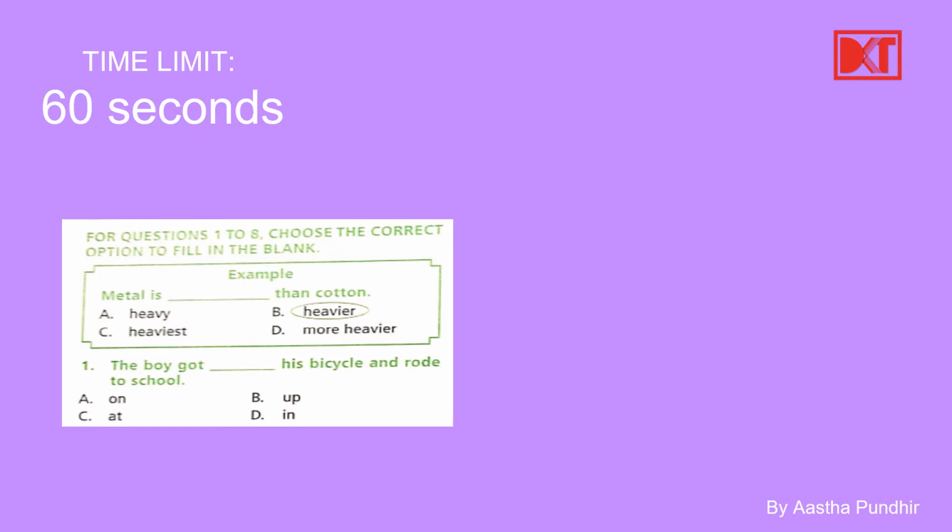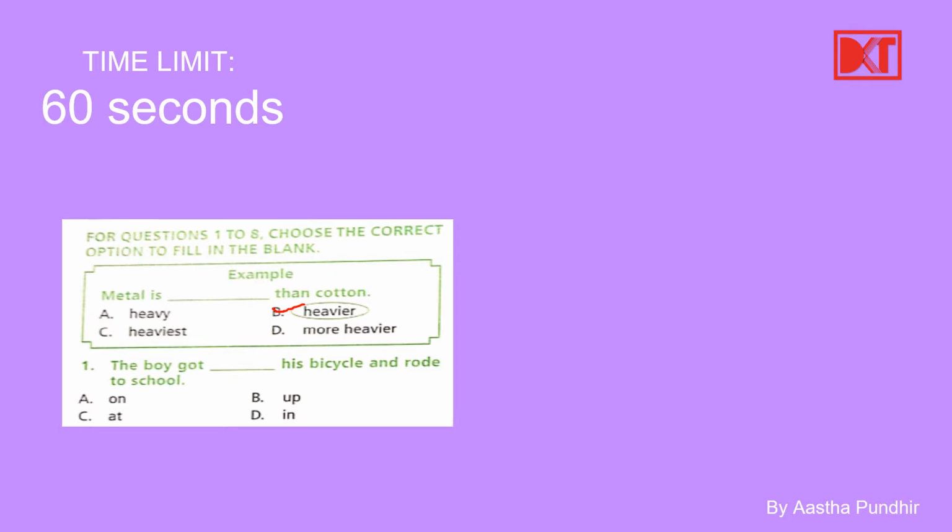Alright, so now we start off with the first category of questions, wherein for questions 1 to 8, we have to choose the correct option to fill in the blank. An example is given: metal is dash than cotton; heavy, heavier, heaviest, more heavier. So here we choose the option B. So in this way you have to choose the correct option, and on your OMR sheet, among the options A, B, C, D, you will fill in, suppose, B. Heavier is the answer. Right? So let's start.